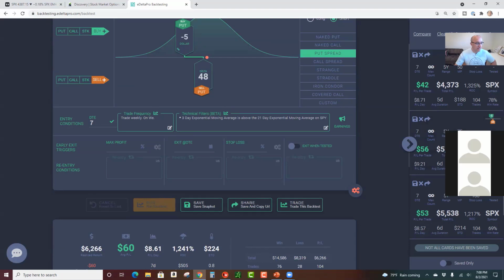Can you close a trade during market hours? Yes. The software cannot. I don't know if that's what you're asking, Anil. The software has a single price at the end of the day. That's one of the limitations of backtesting.